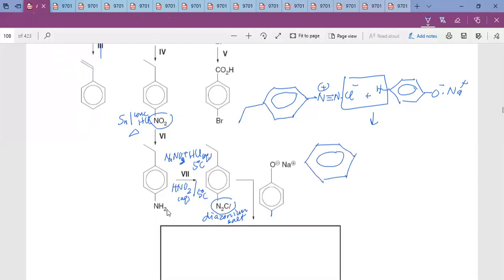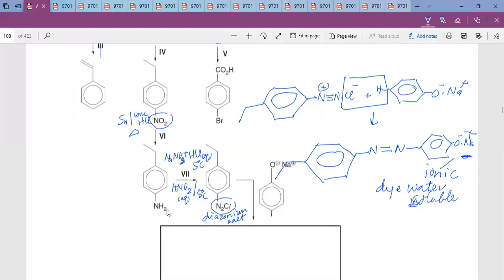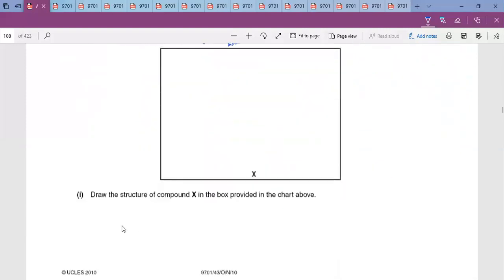Of course, if you're in class, you can do it in the class. Here will be what? An N=N double bond, isn't it? And joined to what? To the ring here. And of course, O minus and Na plus. See this ionic stuff, this is ionic, right? Ionic makes it more soluble. That means the dye is very soluble. The dye is water soluble. Okay? Can see it.